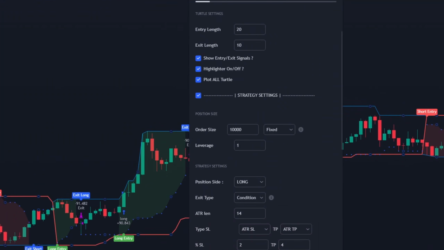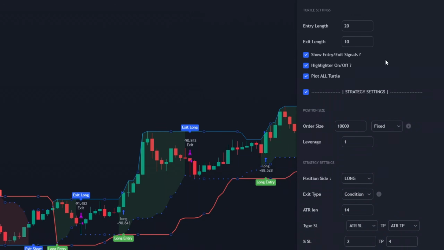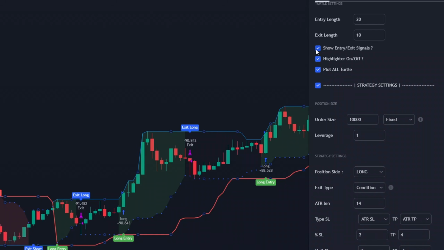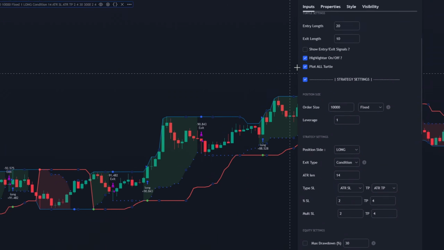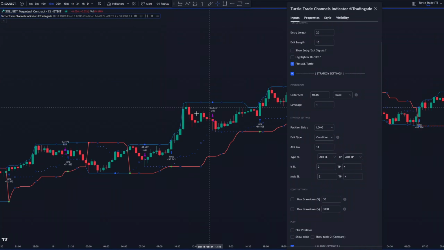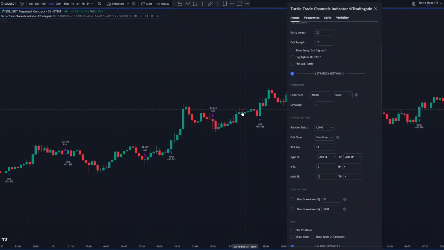As you can see from our strategy indicator, here we have the turtle settings. So the entry length will calculate for the long position the highest high of the previous 20 candles, whereas the exit length will calculate the previous 10 lowest low, and it's represented by these blue dots. If you want a cleaner chart, you can choose to remove entry and exit labels. You can remove these background colors, and you can even choose to remove all these indicator plots in just one button.